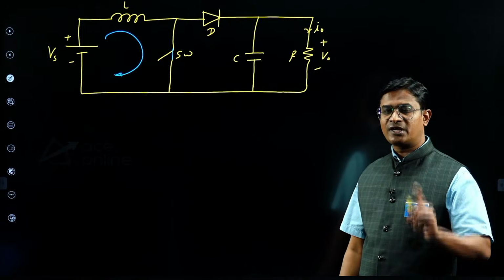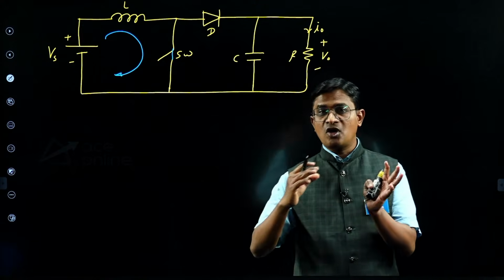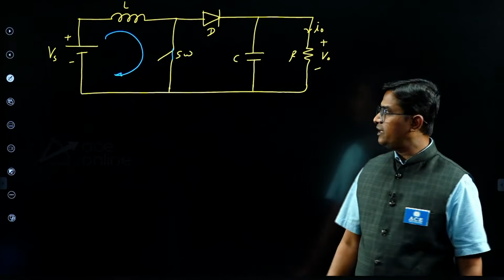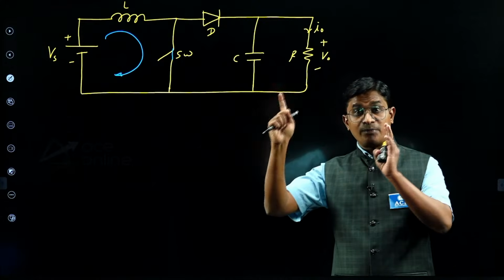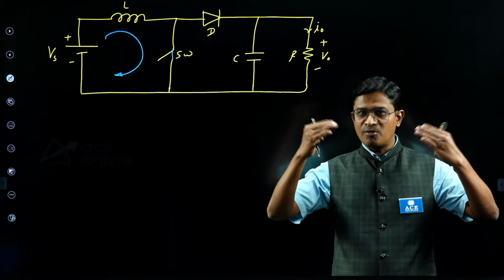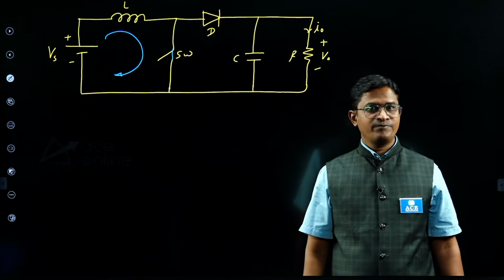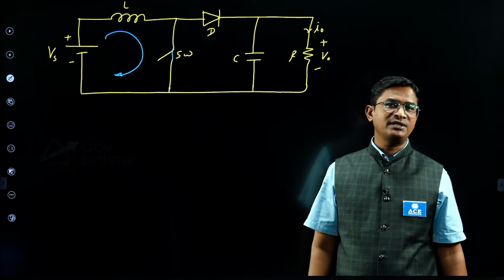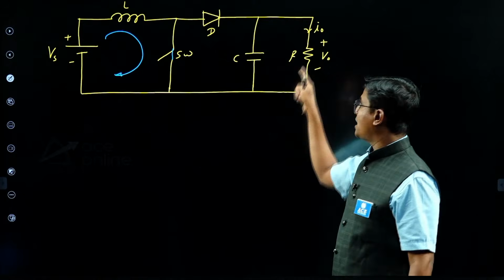Because in a boost converter, if you recall the operation, when the switch is in an off state, that is during the off time of the switch, the inductor discharges and the capacitor charges. Recall the boost converter operation I am saying. When the switch is in an off state, my inductor will discharge and the capacitor will charge. And during the on time of the switch, what happens? Switch on means inductor charges, capacitor will discharge.